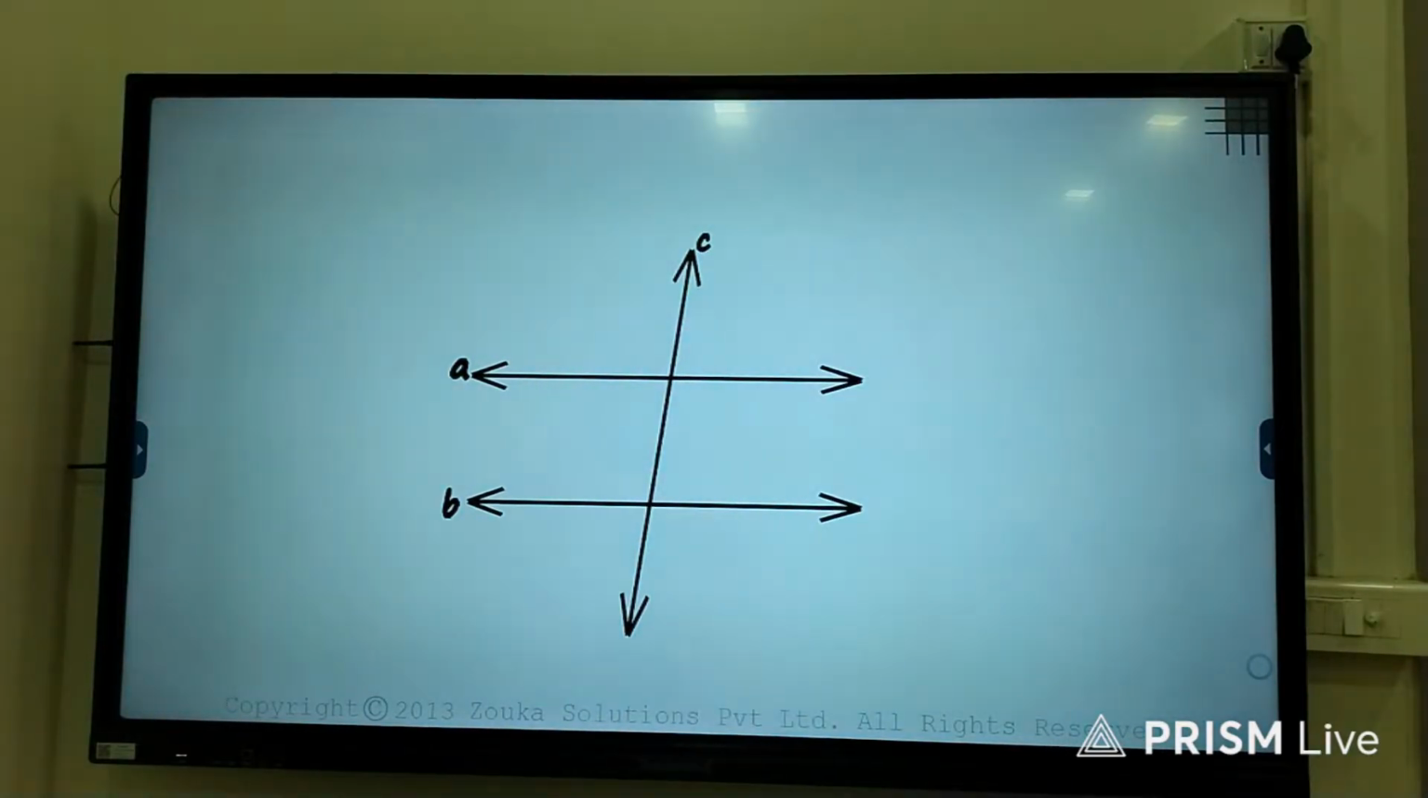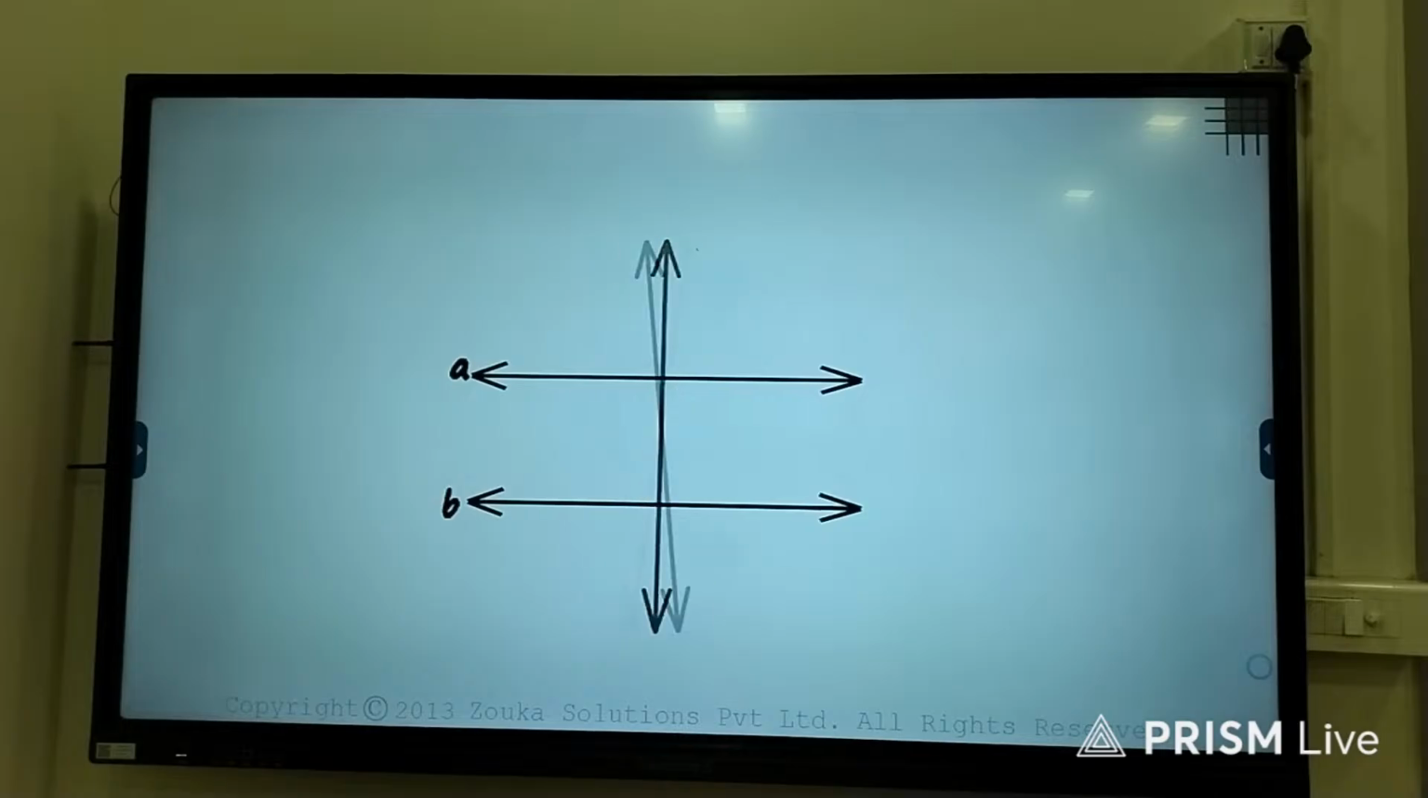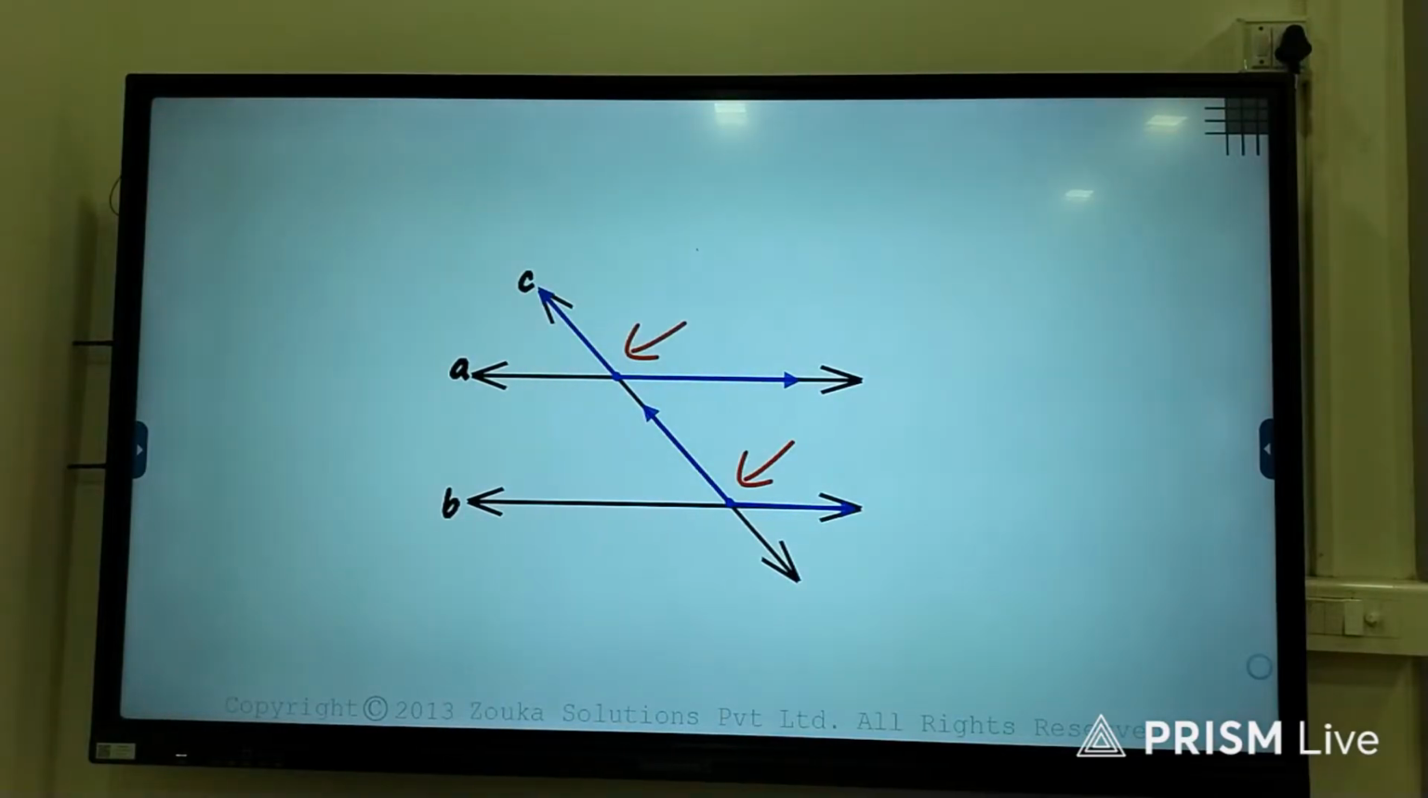On a new page, let us try moving the transversal around. Assume line A and line B are parallel to each other. And here's the transversal C. You can see that these two angles look equal. Now let's rotate the transversal towards the right. These two angles again seem to be equal. Now let's rotate the transversal towards the left. Angles become obtuse and are still equal. This tells us that the corresponding angles are always equal.